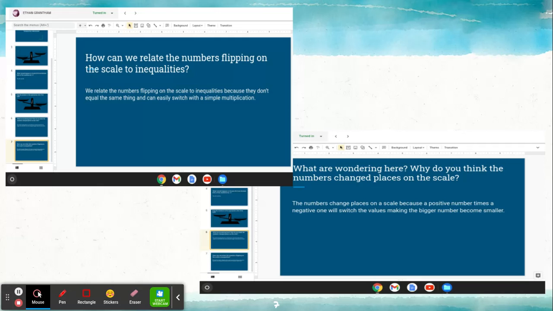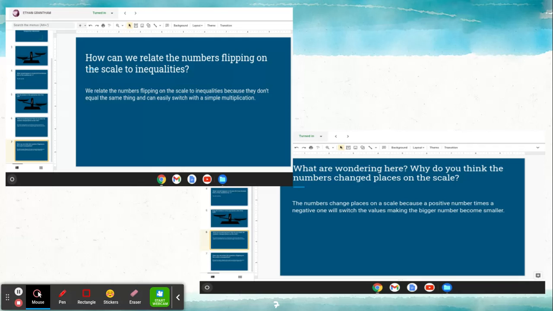So one of the discussion questions, how can we relate the numbers flipping on the scale to inequalities? And one of my students said we can relate the numbers flipping on the scale to inequalities because they don't equal the same thing and can easily switch with the simple multiplication. So he was just saying that the numbers, basically, as you multiply or divide by negatives, they're going to switch, and that's how the inequality sign is also flipping, because the value of the number flips as it gets multiplied or divided by a negative number.